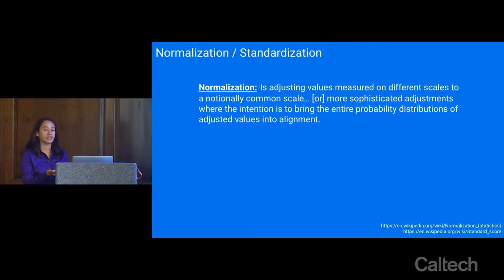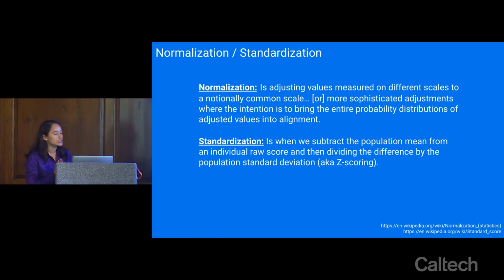A more sophisticated thing you can do, which we are not going to go into today, is to take probability distributions of adjusted values and put them into alignment. So this is the idea of normalization. Okay, standardization, which often is thought of as a special case of normalization, is when you subtract the population mean from an individual raw score and then divide by the population standard deviation. And she actually already mentioned this one, which is also known as z-scoring. I wanted to highlight this because in neuroscience a lot of people use z-scoring, so you should all be very aware of what z-scoring is.